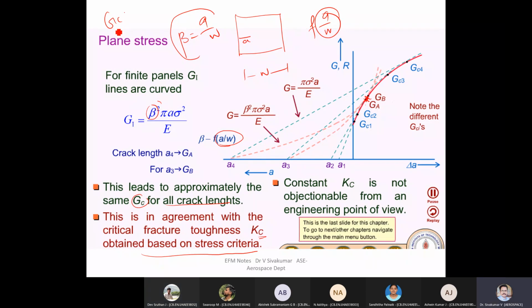But I should get a consistent GC. Wherever somebody carries out the results, they should get the same thing. For different crack lengths, they should not get different GCs. But when they add the factor beta, everybody will get a consistent GC, whatever the crack length. Got the point? Yes, sir. This is very important in fracture mechanics, especially in the NAG criteria.